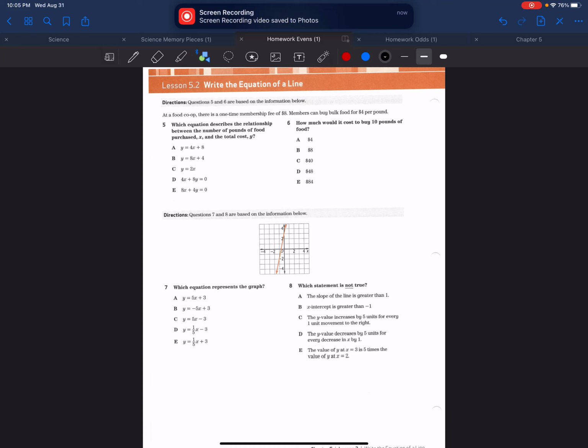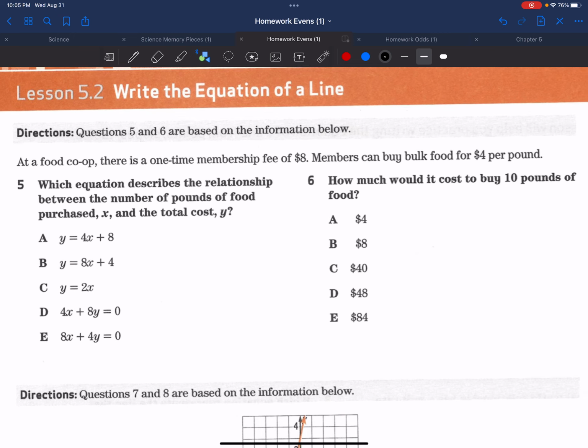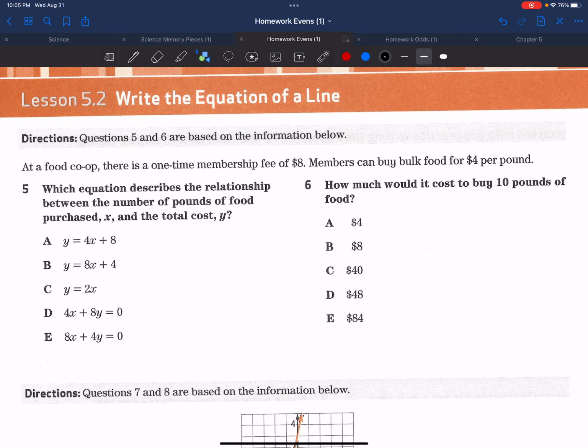I am on page 80 in the exercise book. Questions 5 and 6 are based on the information below. At a food co-op, there is a one-time membership fee of $8. Members can buy bulk food for $4 a pound. Which equation describes the relationship between the number of pounds of food purchased, that's X, or the independent variable, and the total cost, Y?